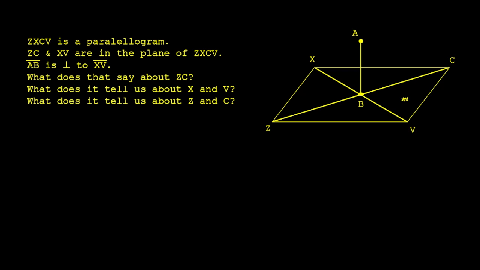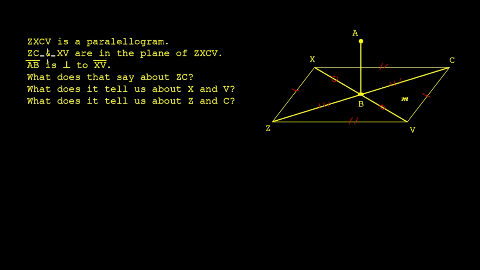In this video, we will be doing 3D geometry, specifically perpendicularity in 3D. So here we go. ZXCV is a parallelogram. That's the first thing. So we know that these two sides are congruent. We know these other two sides are congruent. And then we know that the diagonals bisect one another.